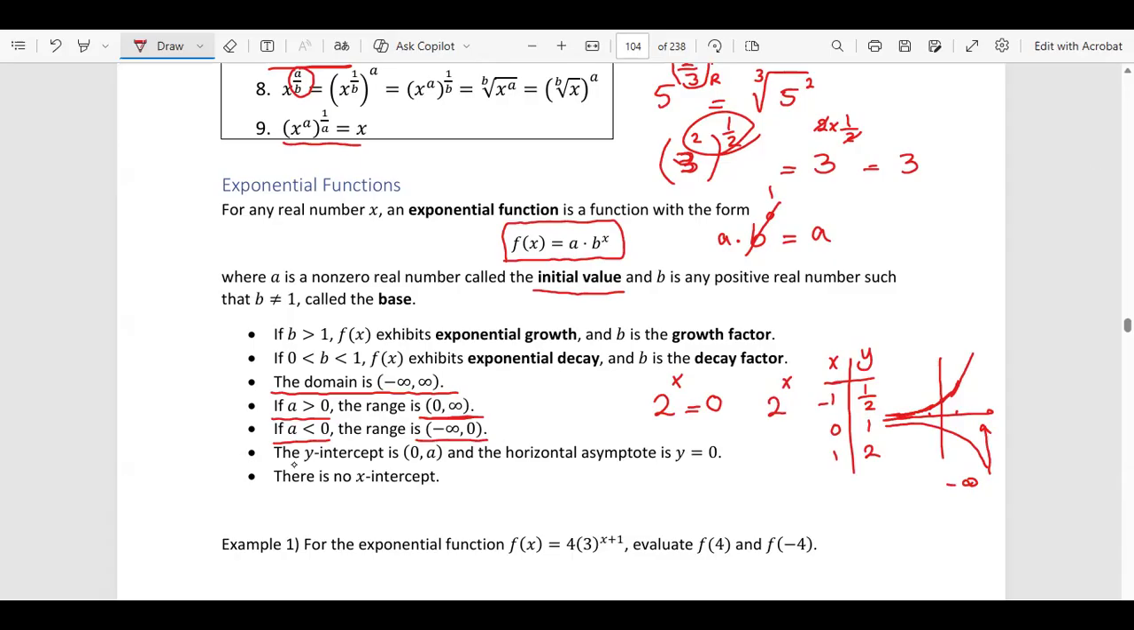We always have a y-intercept. We can replace the x by 0 and find the y-intercept for sure. You can see the y-intercept. We may not have an x-intercept, but we always have a y-intercept. And you know there is no x-intercept.